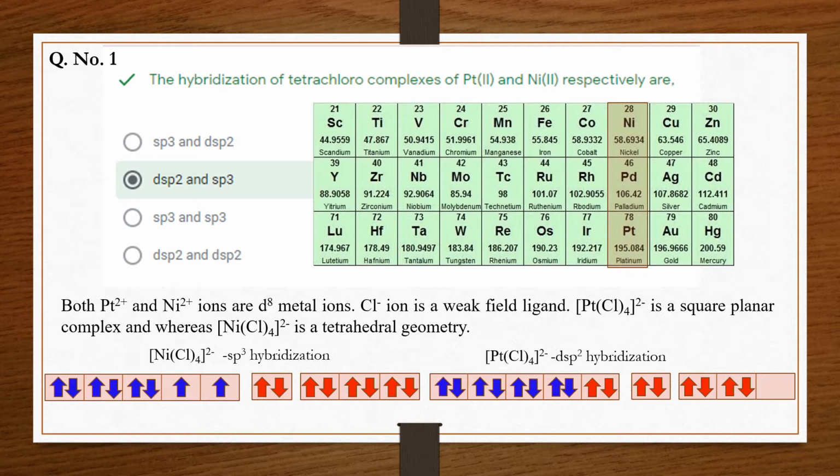In the nickel case, the pairing of the electrons doesn't take place because the ligand is weak field, but in platinum the pairing of electrons takes place because as you go down the group, in general, the crystal field stabilization energy increases. So the hybridization of nickel tetrachloride is sp3. On the other hand, in the case of platinum tetrachloride, it is dsp2.